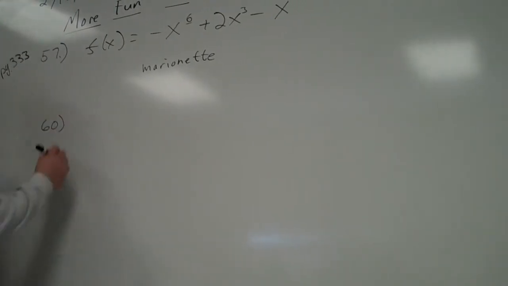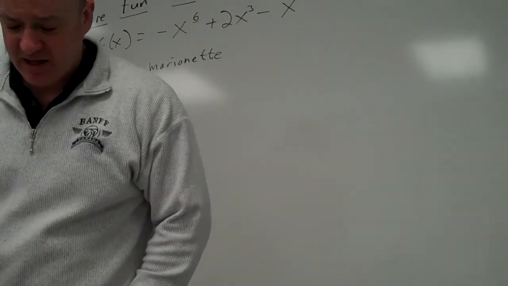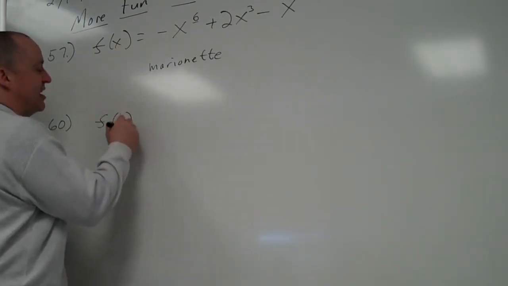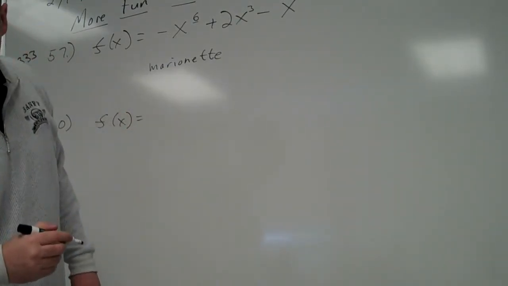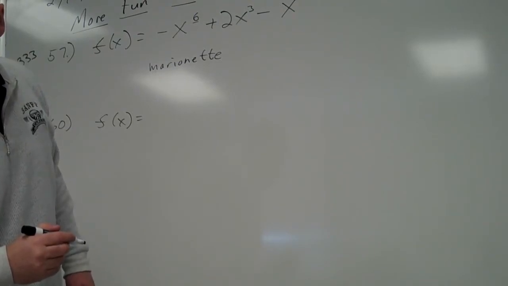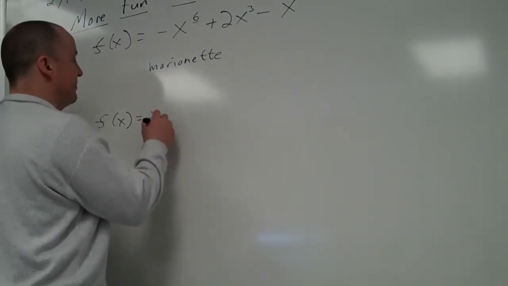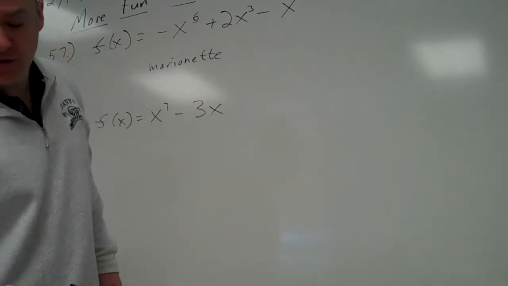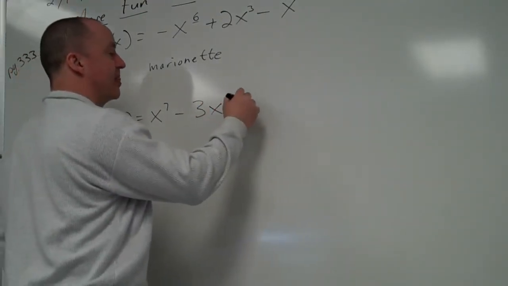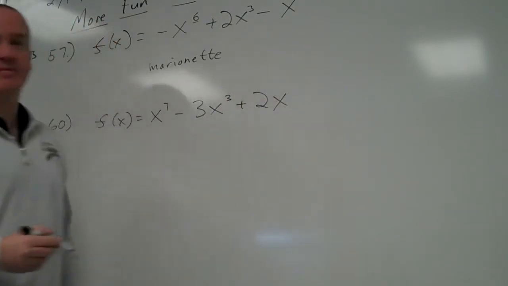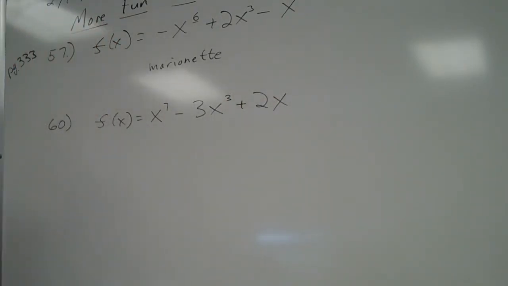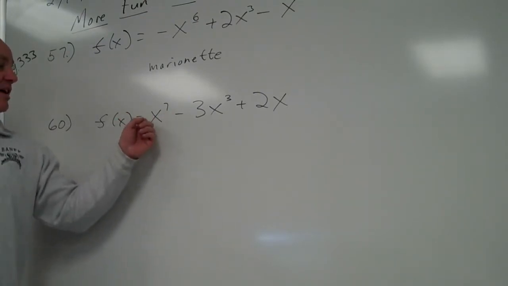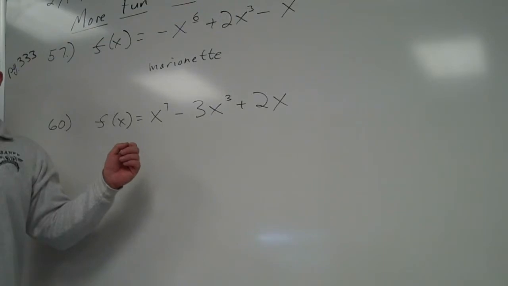Now, number 60, Eliza also asked about. So this is f of x equals x to the seventh minus 3x cubed plus 2x. It's always the leading coefficient that has the largest. You take the term, what term has the largest exponent?